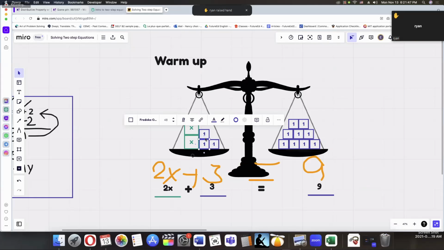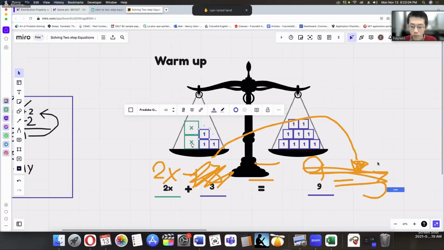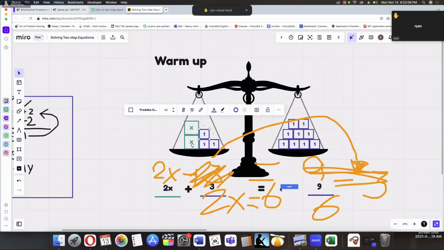Or there might be another way to do it, which is just bring this 3 to the other side, delete this 3 and minus 3. Mm-hmm. So this is 6. 2x equals 6. And then because it's 2x, you just divide 2x by 2.